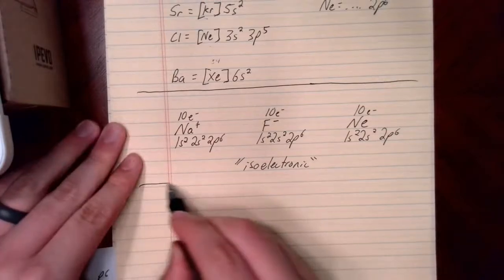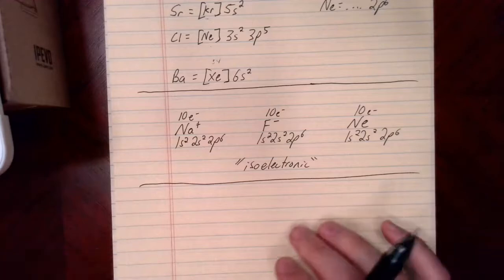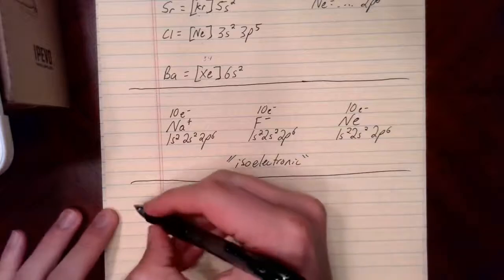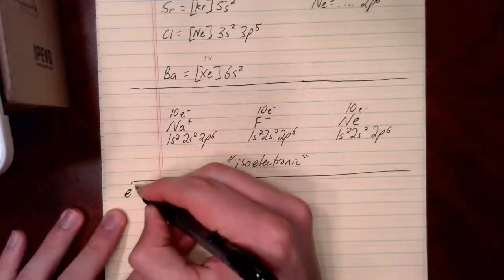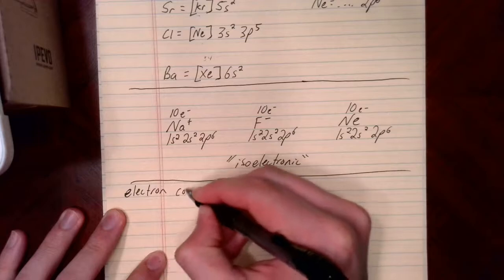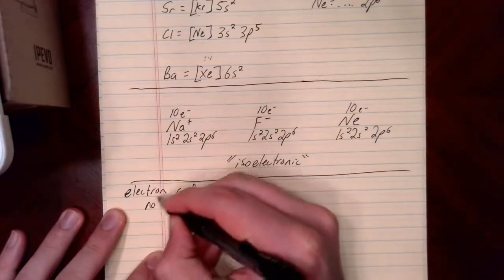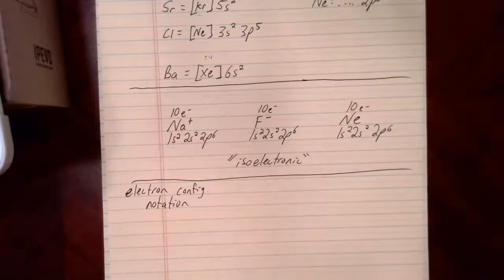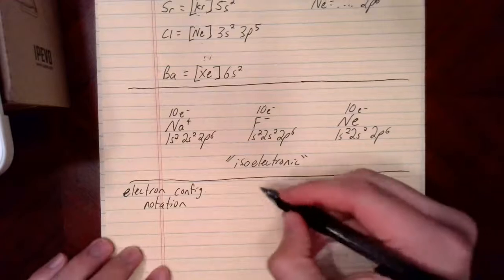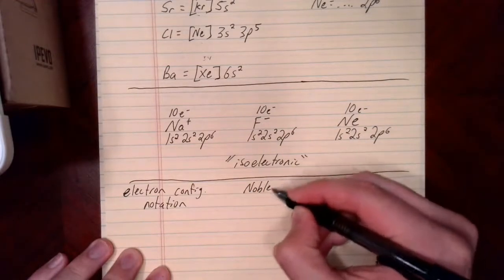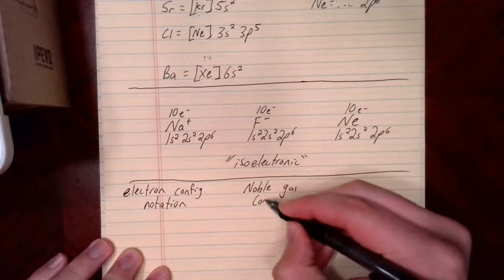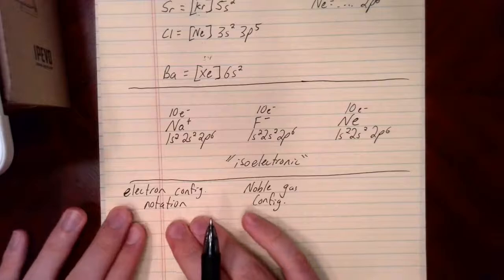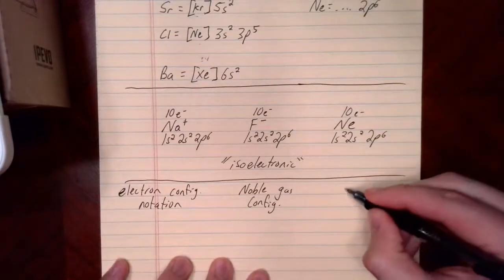So just to review here, we really have three ways to represent the orientation of electrons in an atom. So the first way is the electron configuration. We'll call it the electron configuration notation. Okay, and that's where we write out the full 1s2, 2s2, 2p6. Then we have the noble gas configuration. And the noble gas configuration is nothing different. It's just an abbreviation or shortcut for the electron configuration notation. Then we have orbital notation.